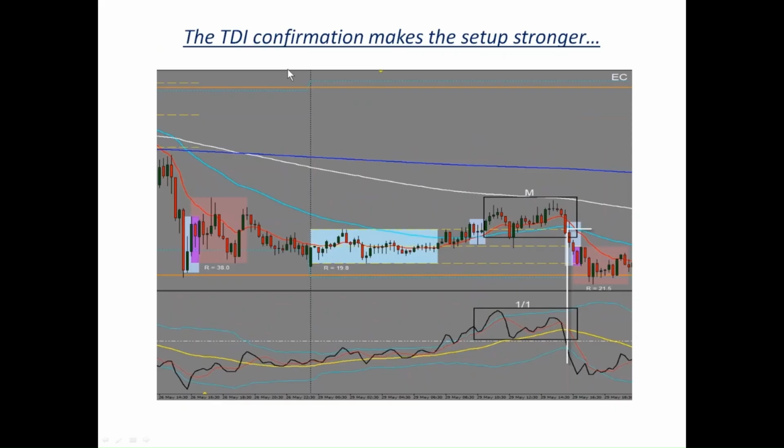Obviously, TDI confirmation makes the setup stronger. So in this example, 50-200 cross. This one not touched, this one barely touched it. Remember, if it doesn't touch, you can always go to the 1 hour chart and see if it touches the 50 EMA, the water. Okay, sometimes they just miss it, but on the 1 hour chart they touch the water. That makes this a valid entry.